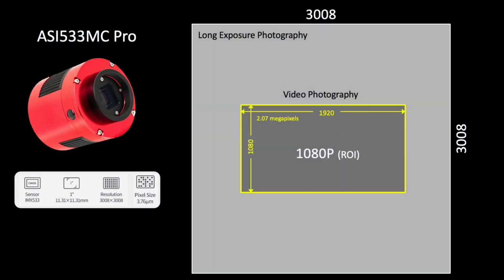Interestingly, the IMX533 sensor is 3008 by 3008 pixels, which itself is considered a smallish sensor with a 2.7x crop factor relative to full frame. But the 1080p setting is 1920 by 1080 pixels, even smaller.